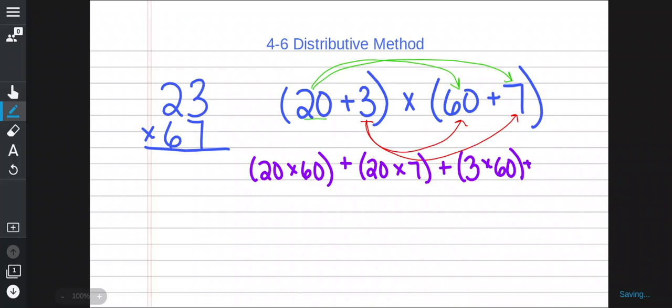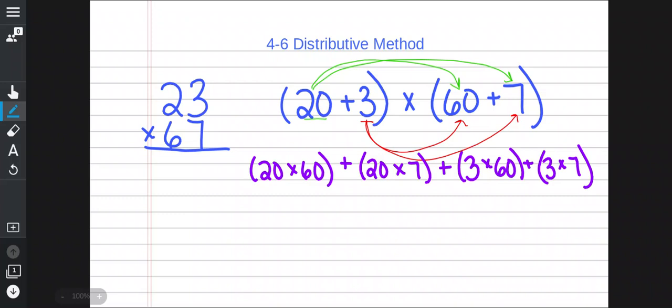And then my last parenthesis, always going to be your smallest digits, sticking with that 3, but the second arrow went to the 7. So you can see I have 4 equations. The first 2 begin with 20. The second 2 begin with 3. There's another pattern here. The first and the third have the 60. The second and the fourth have the 7. So you should always see repetition with these numbers.